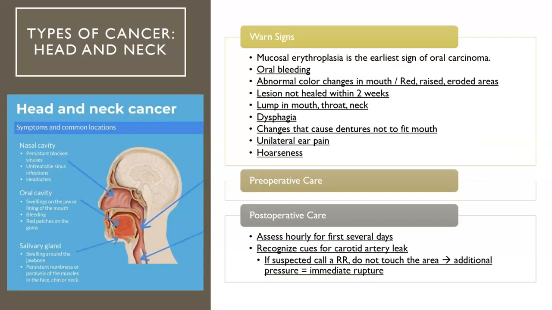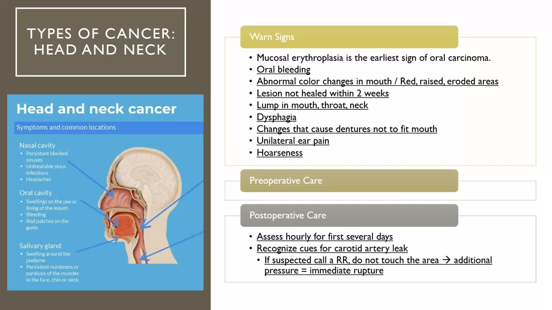And then your head and neck cancer. So your warning signs, mucosal erythroplasia, is the earliest sign of oral carcinoma. So erythro, that's your red, and plasia is just distorted cellular makeup really of their mouth.